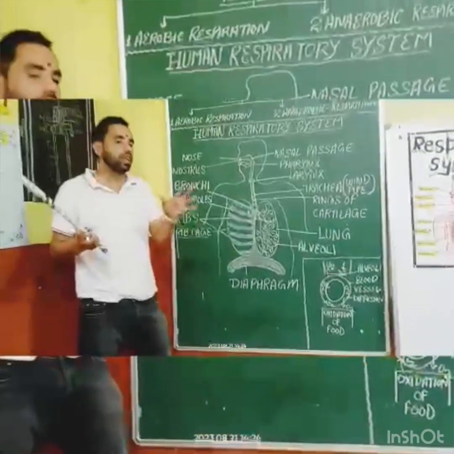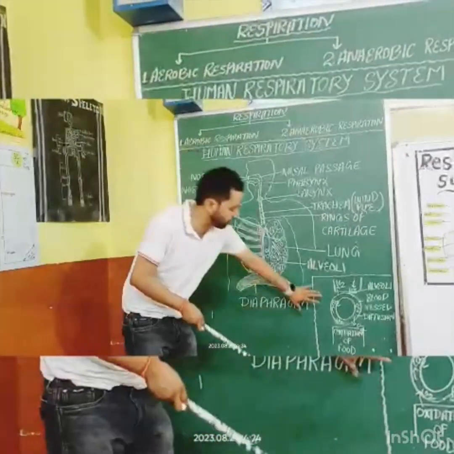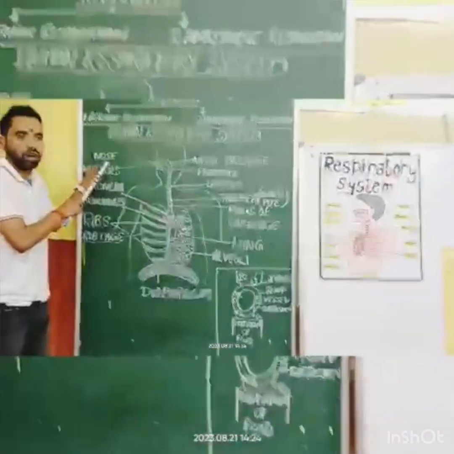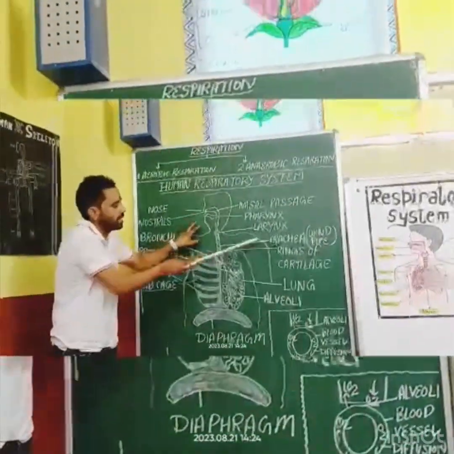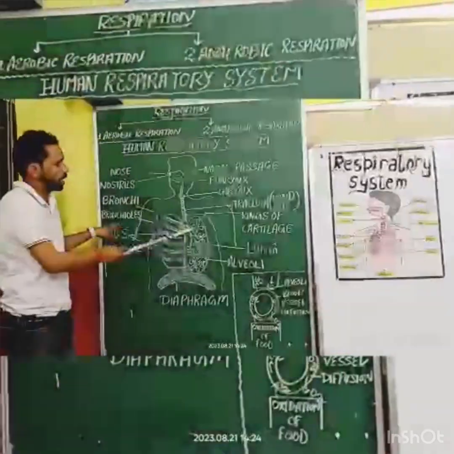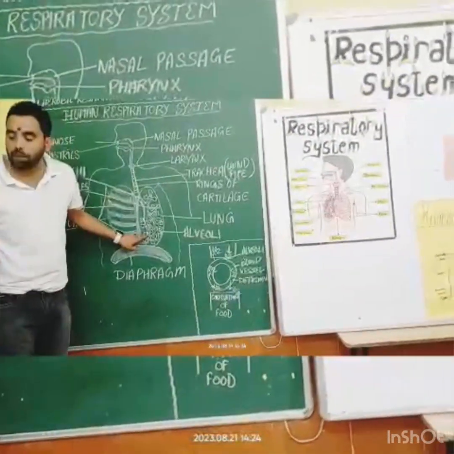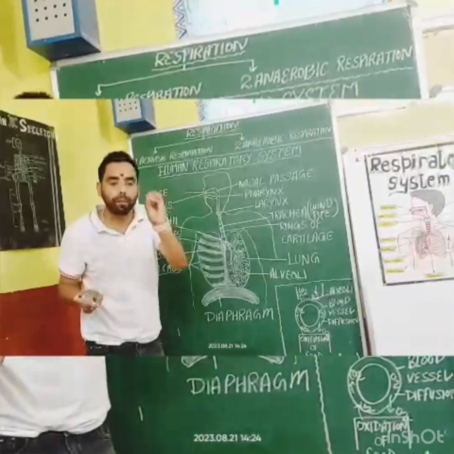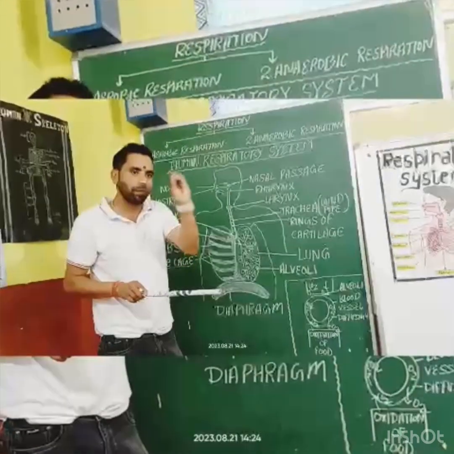After this, we will understand how exchange of gases takes place. Listen to me carefully with the help of this diagram. Firstly, we take in oxygen from the nose through the nostrils. It will enter into the pharynx, then larynx, then trachea, then bronchi, bronchioles, then alveoli. What will happen at alveoli? Alveoli are directly attached to the blood vessels.